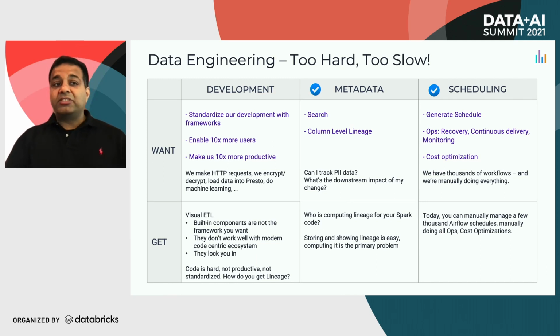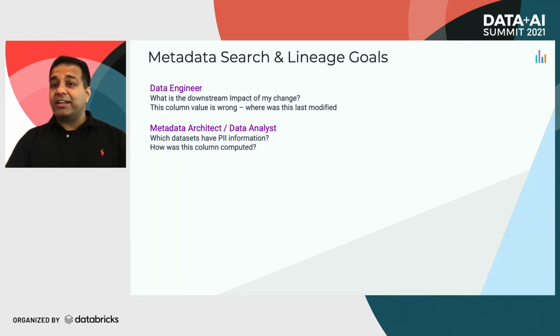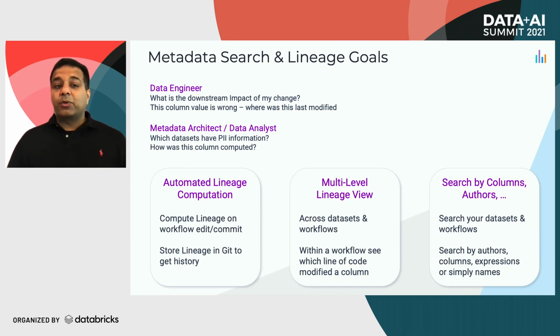So as we mentioned before, if you're a data engineer, you have use cases of impact analysis and understanding, or you're a data analyst, you want to understand the value. If you're a metadata architect, you want to have PII information and so on. And these goals require a few features, right? So first is automated lineage computation. What that means is that if you have your code, can the lineage be automatically computed from there, and can it be stored?